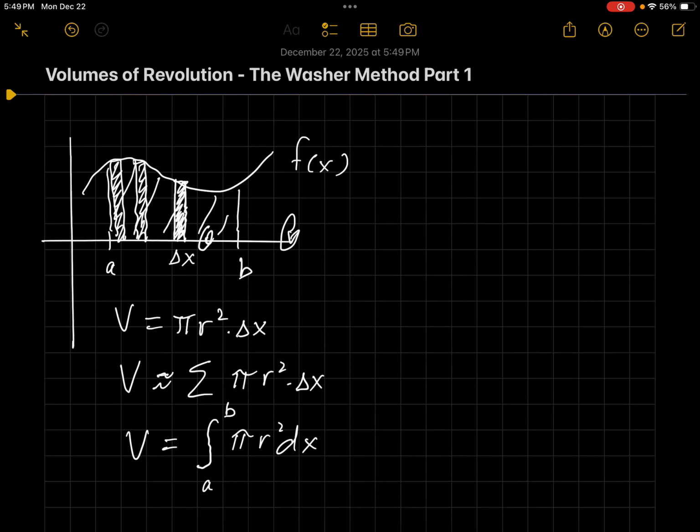The only thing missing here is the radius. It's one of the reasons that I recommend drawing a cross-section, because I know that the length of the radius is always going to be big minus small. In fact, the length of anything is always going to be big minus small, where the big y value is f of x, and the small y value is y equals 0.